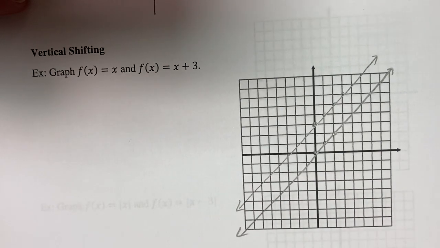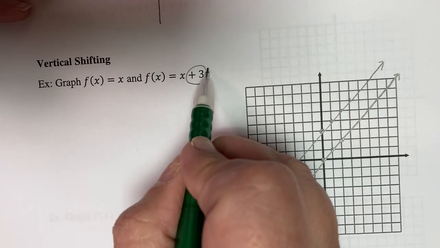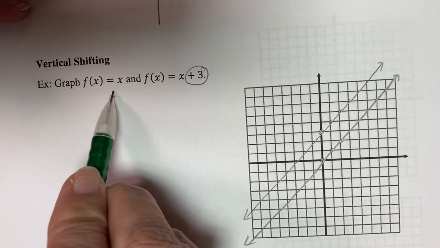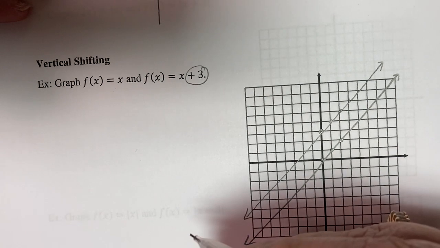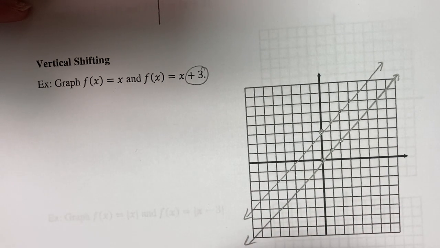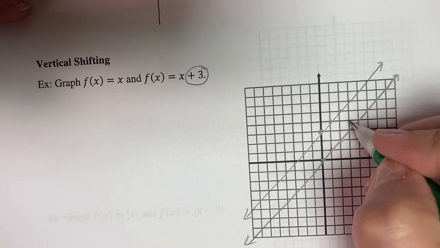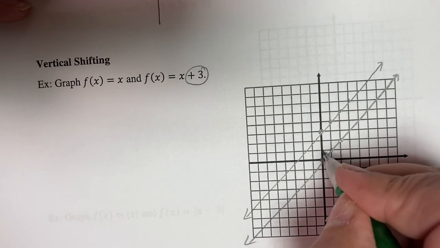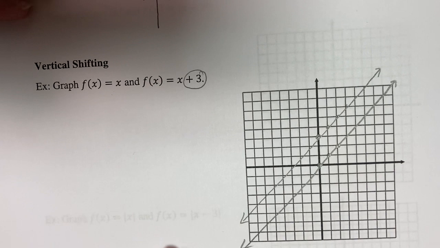So notice that this section is called vertical shifting. If I have a plus 3 at the end like that, it's going to be the exact same graph as the original, but every point is just going to be shifted up 3. It is a vertical shift of positive 3. This point on the original graph is shifted up 1, 2, 3. Every point is shifted up 1, 2, 3. So that is a vertical shift.